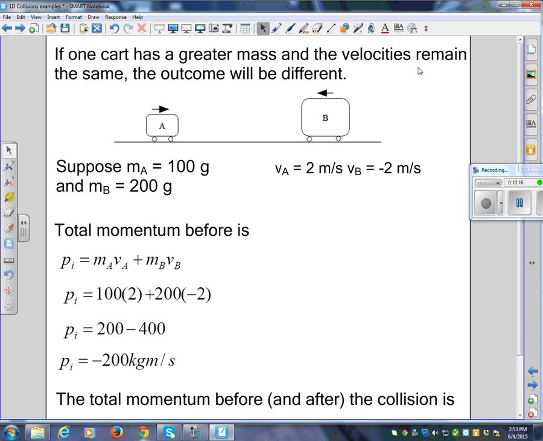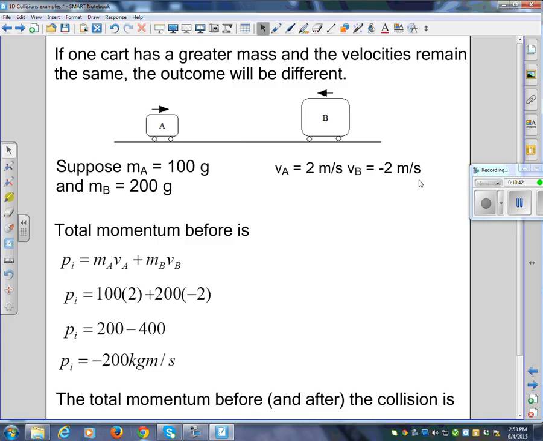Now, velocities remain the same, but B is twice as big. So what's going to happen to the two of them after? They're going to move which way? Whichever way has more momentum. Exactly, which in this case would be to the left, or negative. I actually have two carts here. If I have time, I'll show it to you. So suppose mass A is 100, mass B is 200, so twice as big. The velocity of A is +2, the velocity of B is -2.